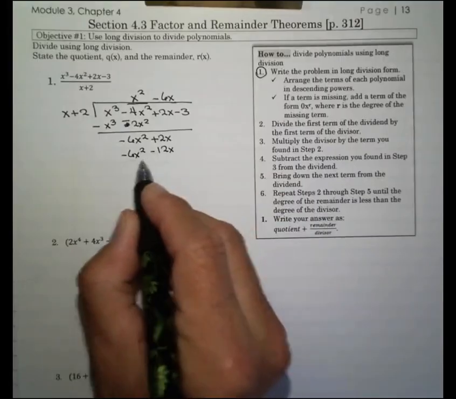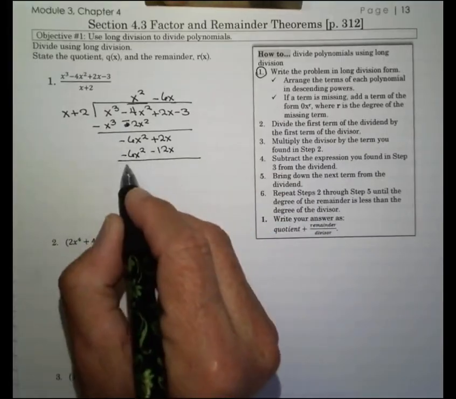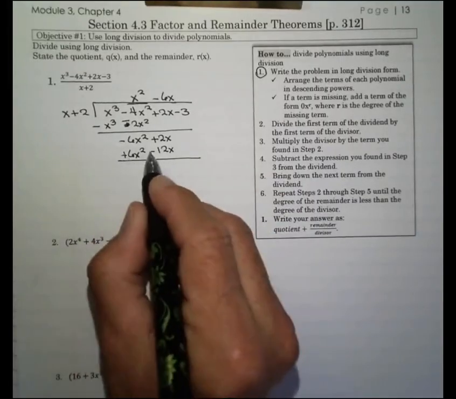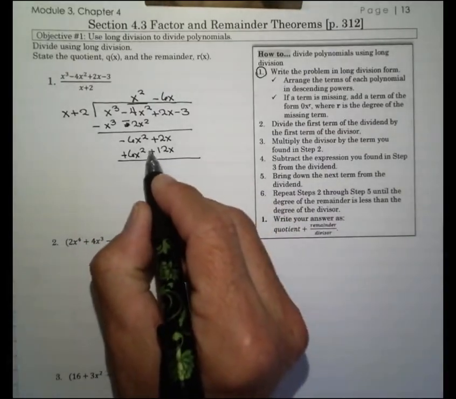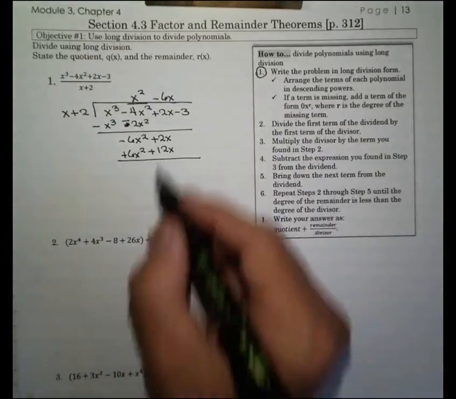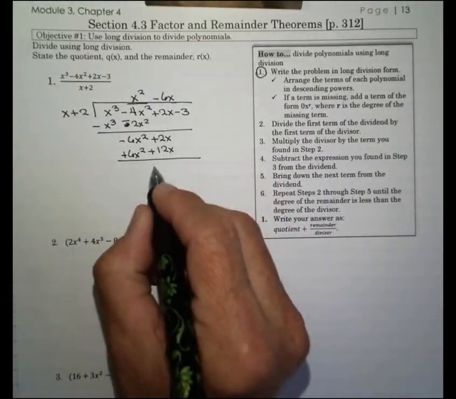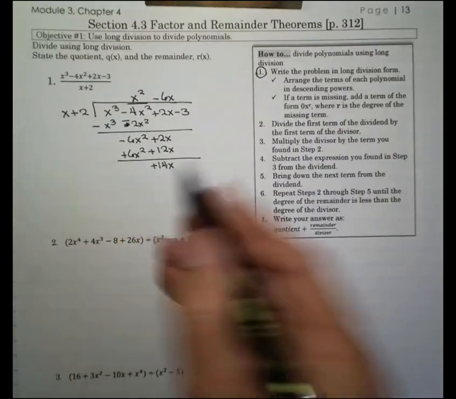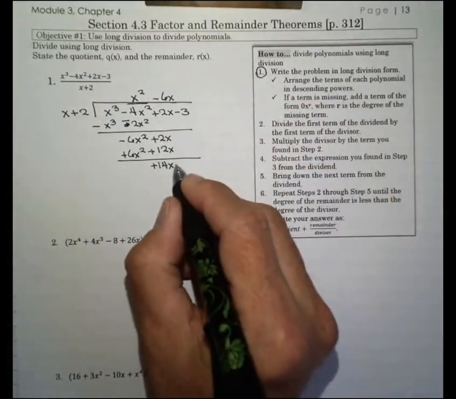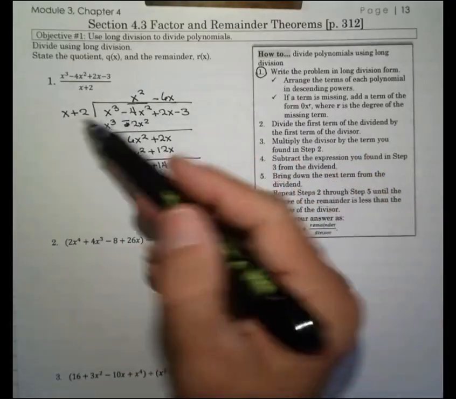And I'm going to subtract those two terms, so I'm going to change their signs. Well, they're both negative, so I'll switch them to positive, subtracting a negative, adding a positive. That eliminates these first two, and I have 2x plus 12x. I'm going to end up with a positive 14x. You don't have to write that plus, but I just did it. Bring down the last term, and I want to divide.